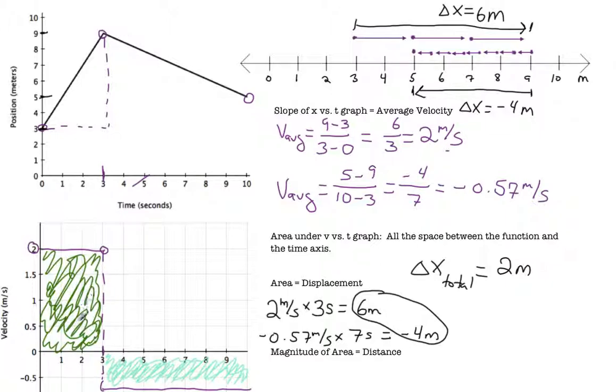But you can also see distance. If you just take a look at the magnitude of the areas and get rid of the negative sign for this part, if you just add these two areas without positive or negative signs, you get the total distance traveled. The total distance is 6 meters to the right plus those 4 meters to the left, or 10 meters of total distance traveled. If you follow this trajectory all the way around, you'll get 10 meters.